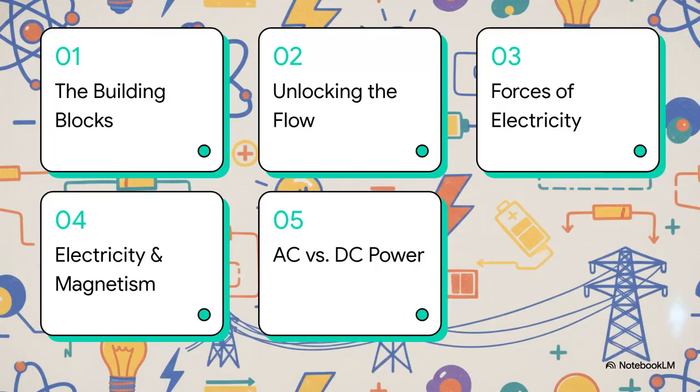All right, here's what we've got on tap. We're going to start super small with the building blocks of matter, figure out how to get them flowing, then understand the forces that actually push them around. After that, we'll look at electricity's amazing magnetic partner. And finally, the two types of power you use every single day. Ready? Let's get into it.